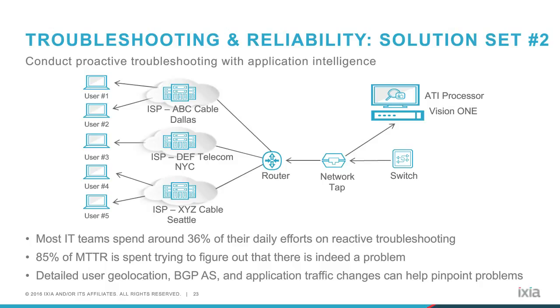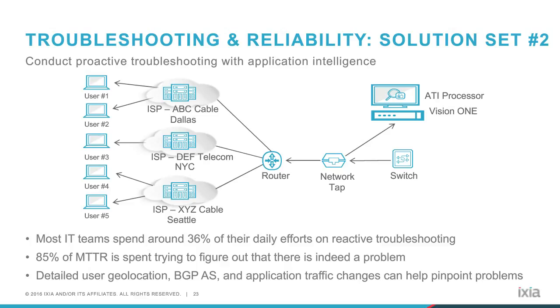This use case is another one that takes advantage of application intelligence, some that Ben introduced. According to the EMA report, network teams spent 36% of their time on reactive troubleshooting. This means less time on value-added projects. On top of that, research from Zeus Kerravala shows that up to 85% of the time associated with a network mean time to repair is simply spent trying to figure out that there actually is a problem in the network. So identifying a common denominator among the people can be important to minimizing outage durations.